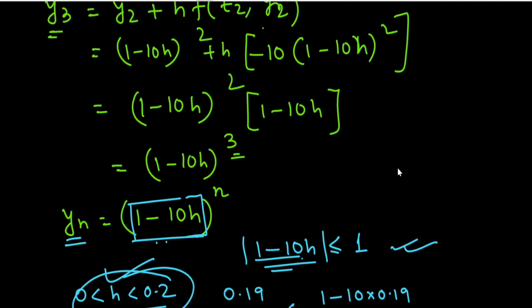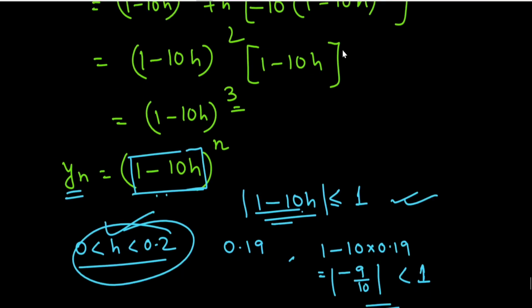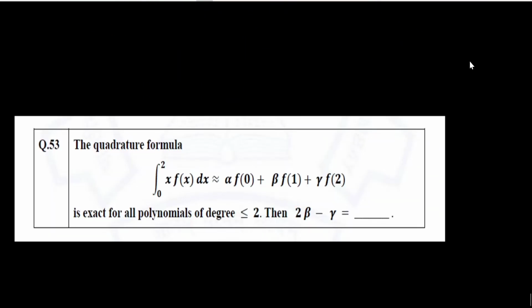Then yn tends to 0 for n tends to infinity. Therefore, this is the correct answer. The first one is the correct answer, and other options are wrong. You can check with the options, no problem. So go to the next question.